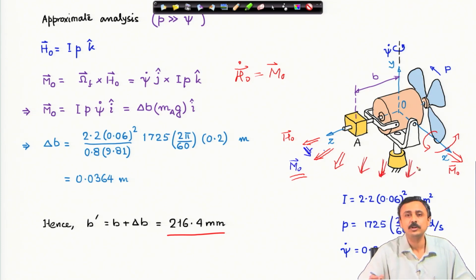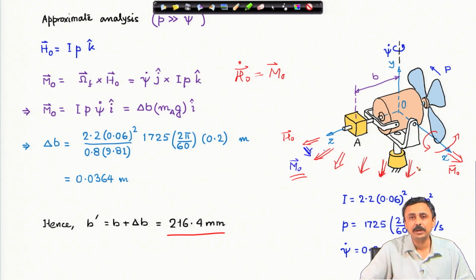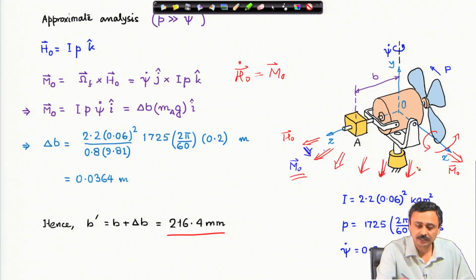So, this should give you a geometric idea why providing a moment about the x axis, which is rotating with the assembly, continuously rotates the angular momentum vector.